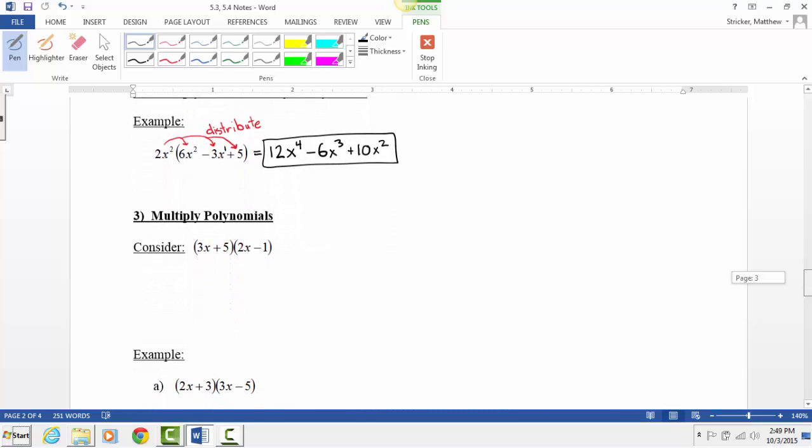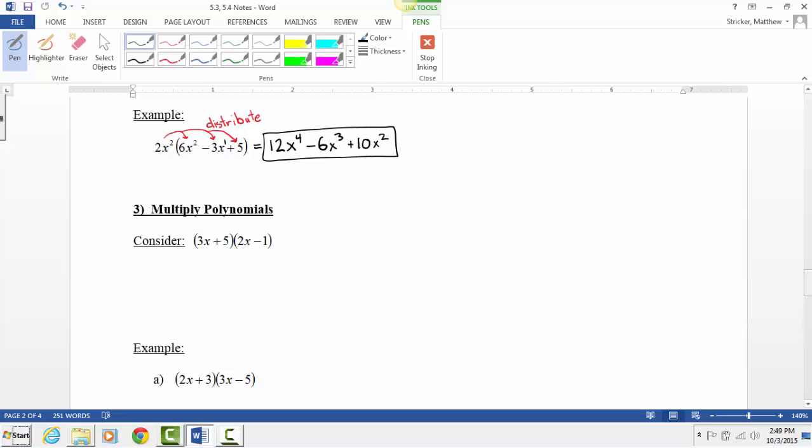What happens when we multiply two polynomials? Well, here we have 3x plus 5 times 2x minus 1. We are going to do really a double distribute here. We're going to take 3x and we're going to distribute that times the 2x and also times the negative 1. And then after we have distributed the 3x, we're also going to distribute the 5. So we're going to take 5 times 2x and 5 times negative 1.